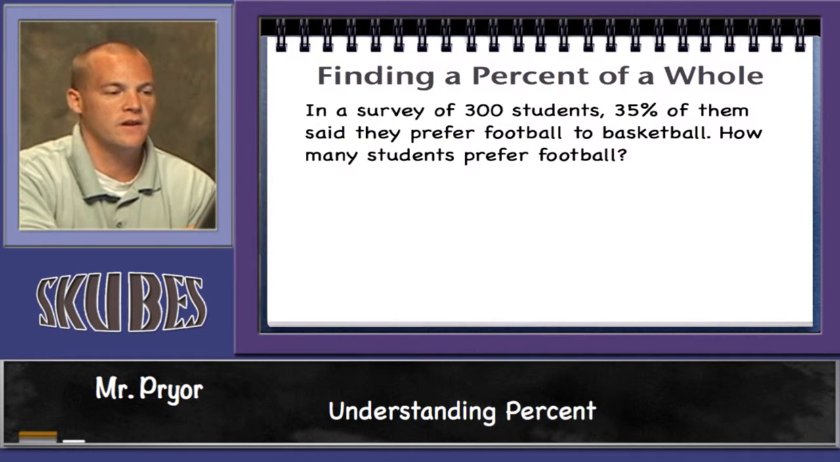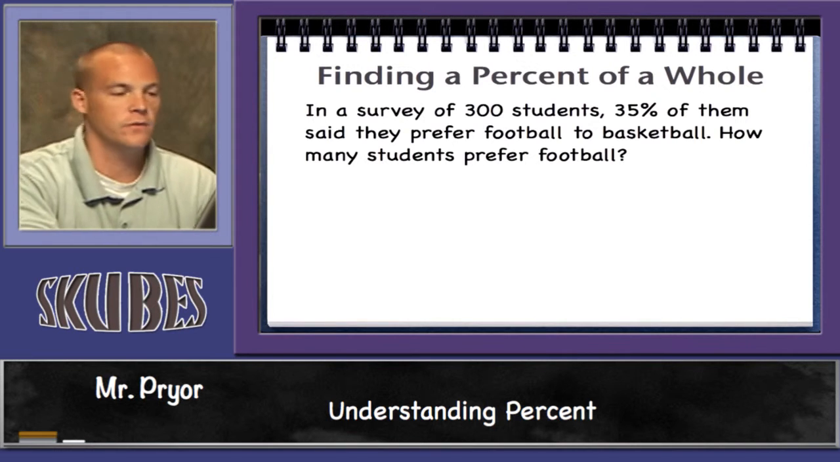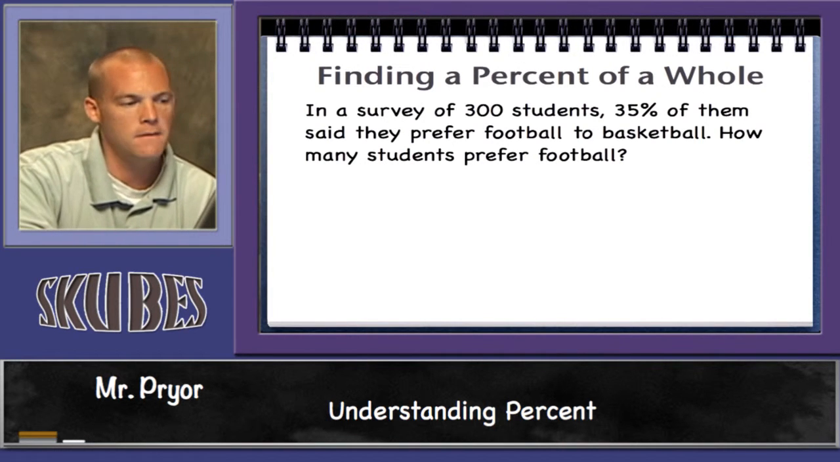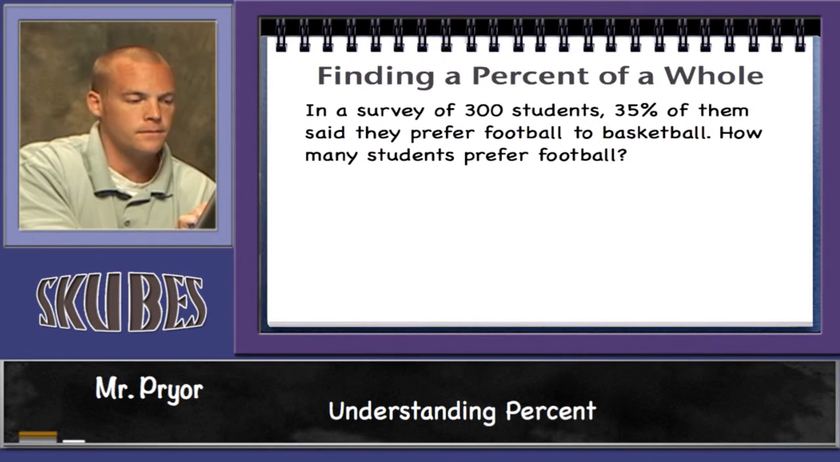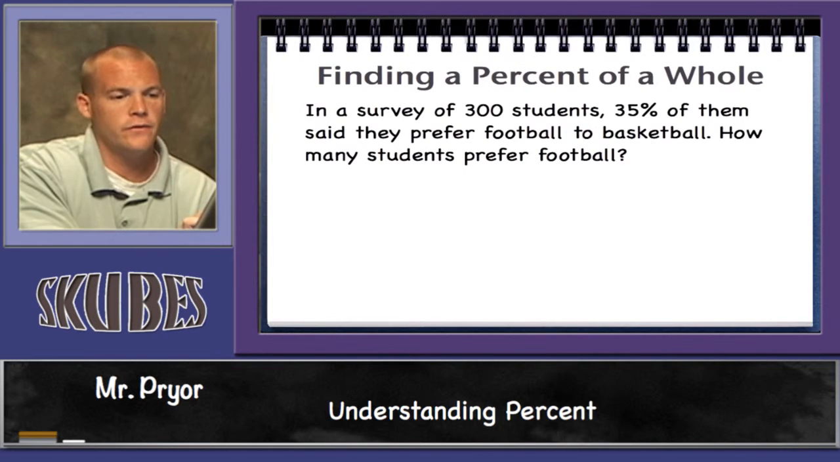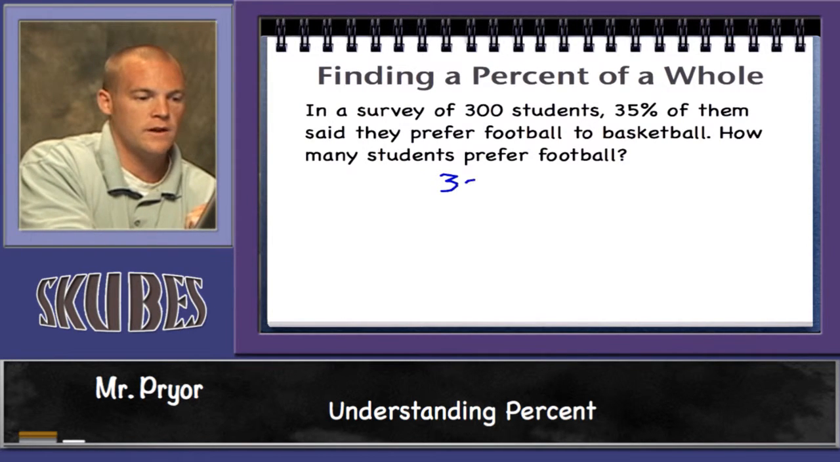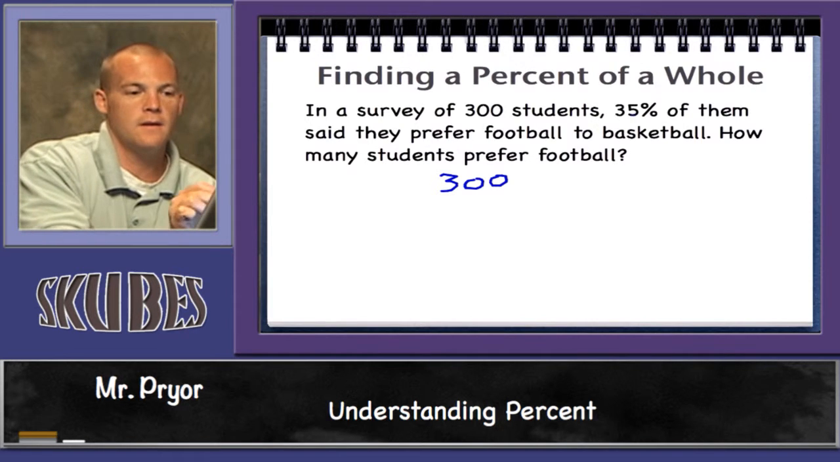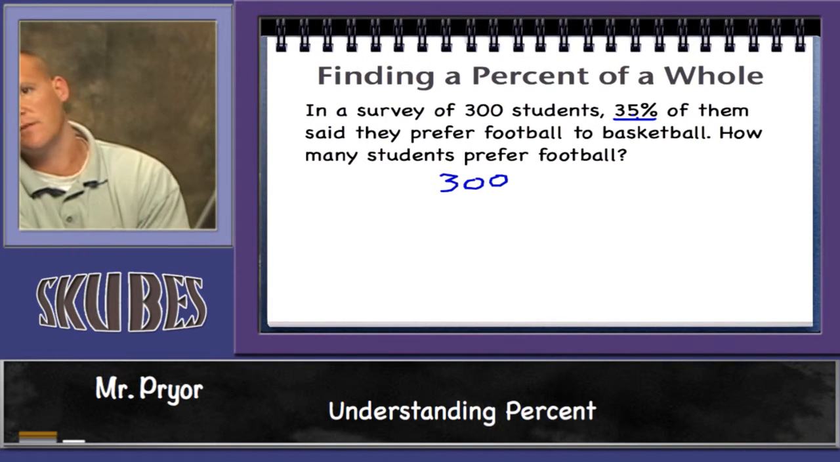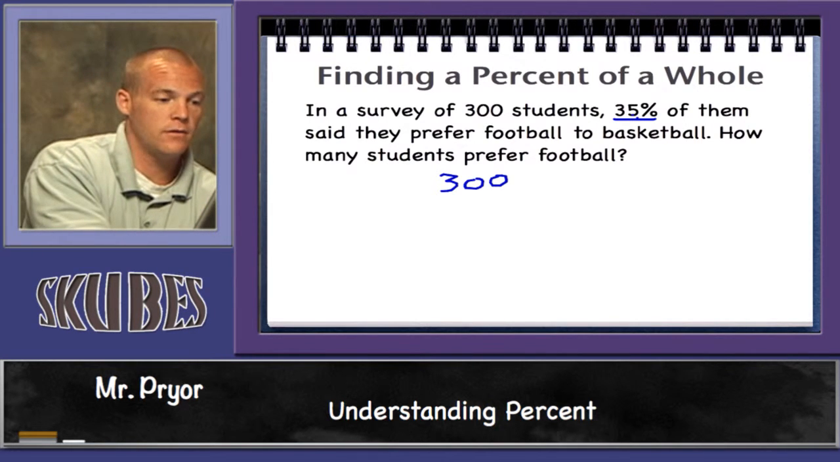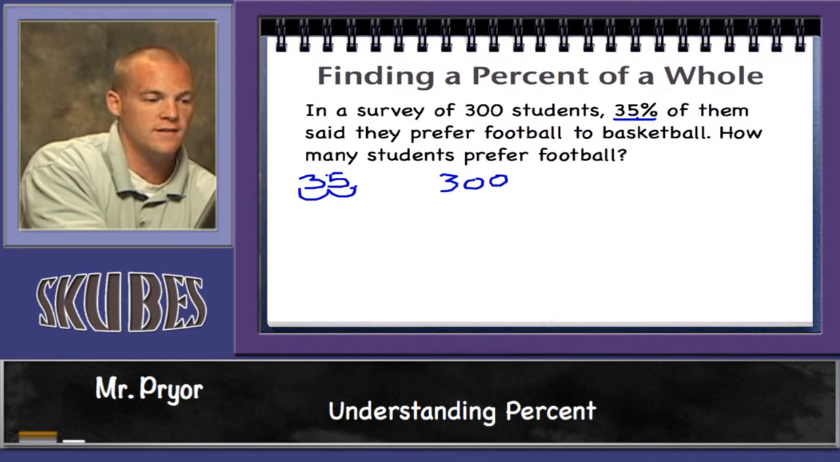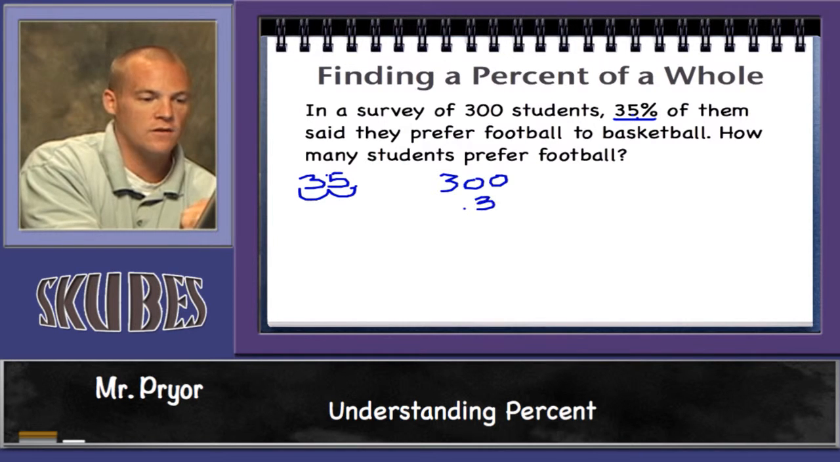Next, finding a percent of a whole, same problem. So if you want to try to work this one on your own while I walk through it, you can try that. In a survey of 300 students, 35% of them said they prefer football to basketball. How many students prefer football? So again, we're going to be looking at a total number, 300, which will be multiplied by our percentage. But again, we can't multiply by that as a percent. We need to modify it to its decimal form. So that will be 35. Where our decimal is at the end of the 5, we're going to move it 2 places to the left. So you see we're going to actually multiply by 0.35 in order to solve this problem.